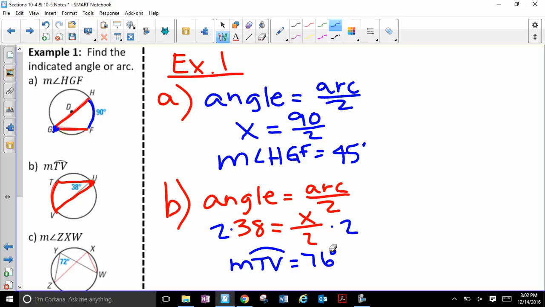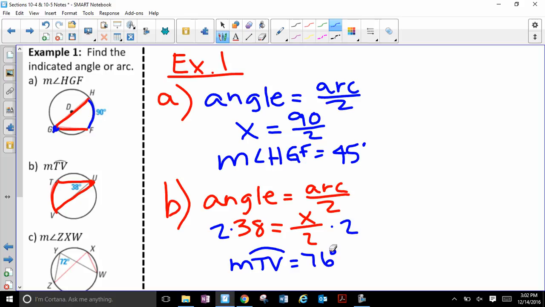So those are examples. Part A is what you do when they give you the arc and you need to find the inscribed angle. Take the arc and divide by 2. Part B is when they give you the inscribed angle, 38, and you want the intercepted arc, so then you take the angle and double it, so times it by 2 to get the arc.